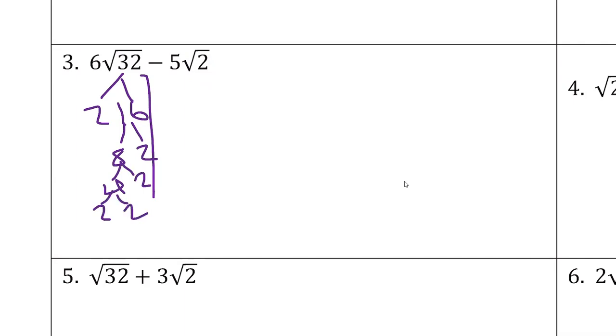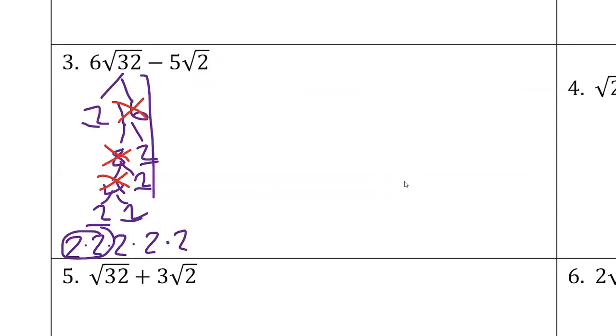I like to always cross out the numbers that I broke down so I don't actually include them. But if we write what we have, this is how he wrote it in the video, we have 1, 2, 3, 4, 5 2s.